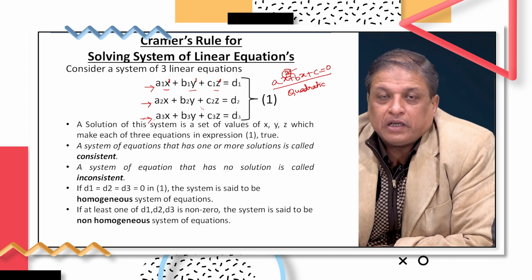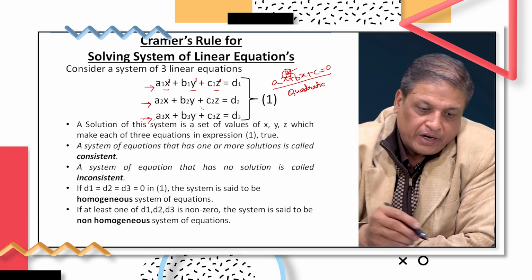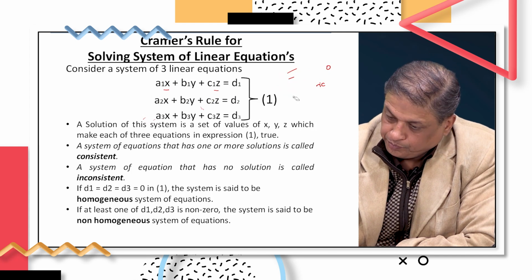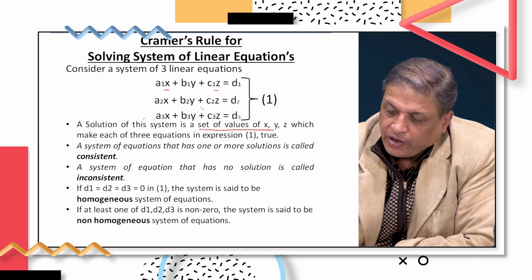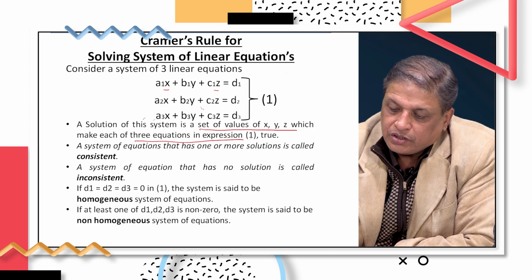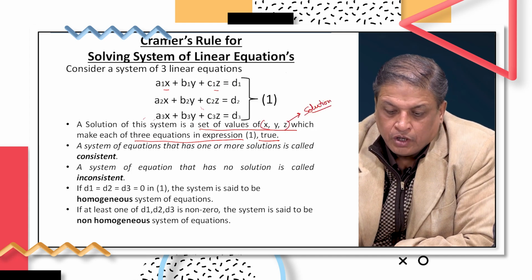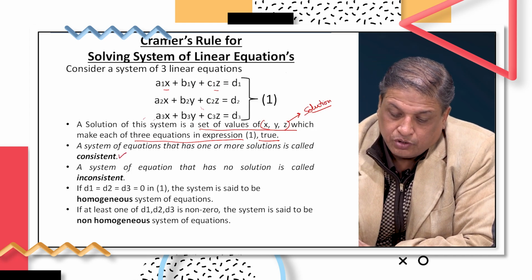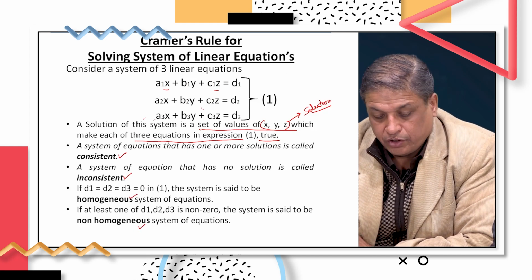Now, what do we mean by the solution to the linear equations? Solution to the linear equations means finding the values of the variables x, y and z. You can say that the set of values of x, y, z which make these three equations true are in fact the solution of the equations. Again, we have different types of solutions: consistent solutions, inconsistent solutions, a homogeneous system of equations, and a non-homogeneous system of equations.